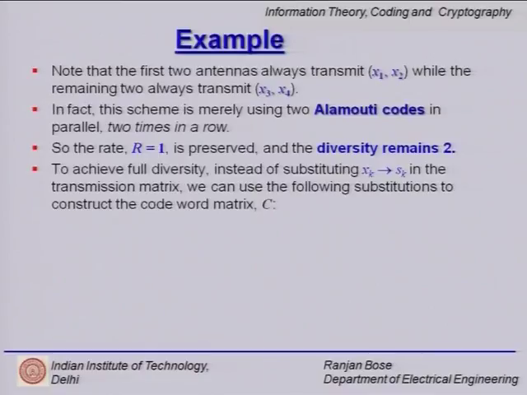So to achieve full diversity, instead of substituting Xk by Sk in the transmission matrix, we can use the following substitution to construct the codeword matrix. So now we started mixing.